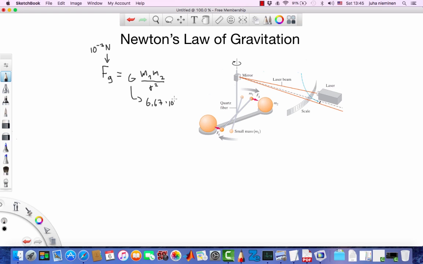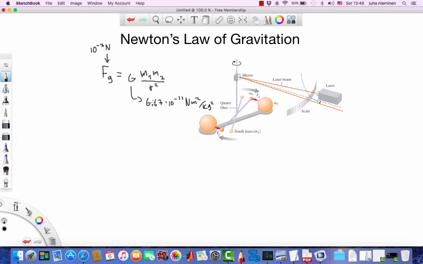So 6.67 times 10 to the minus... not 24, that's 11 newton meters squared per kg squared. And this is known as the universal constant of gravitation, and it's known to hold everywhere in the universe as far as we know so far.